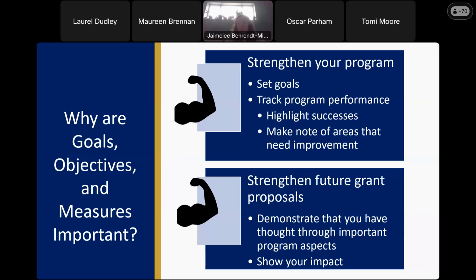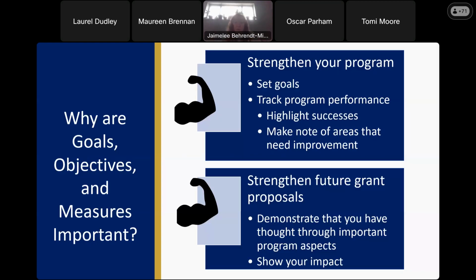The other piece of this is really to help you all to strengthen future grant proposals, right? We think that you all are doing some amazing work. That's why you've been funded through this program. And so we want this work to be sustainable. We want it to be funded in the future. And so if you're able to collect data, to report that data, to track it over time, you can really show, right, one, that you've thought about your important program aspects, that you've thought through the activities that our program engages in, and what we think the program or services are going to actually do. And then the other piece of that is really showing your impact.